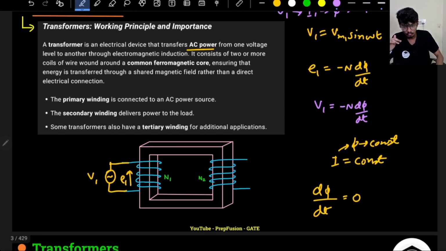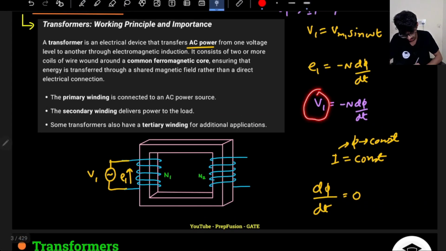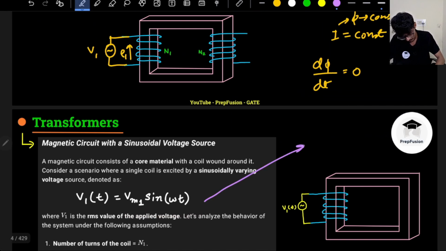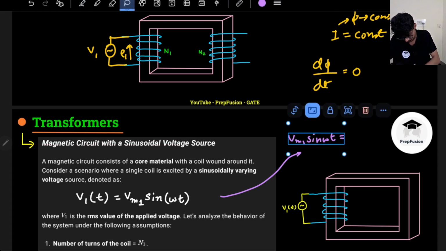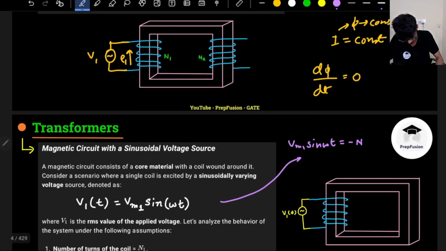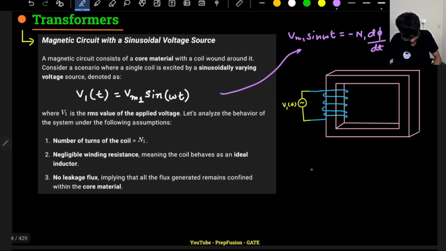So now what we can comment is, if I know my v1, what is my v1? V1 is this, right? Vm1 sine omega t. So if I just write the values, Vm1 sine omega t equals minus n1 d phi by dt. So from here I can easily find out what my d phi by dt will be, what my phi of t will be, right?